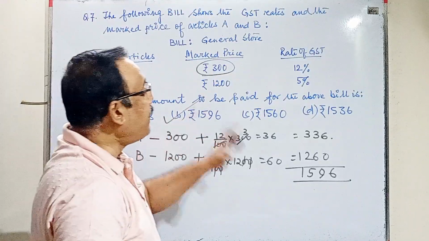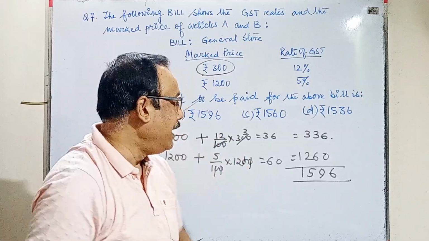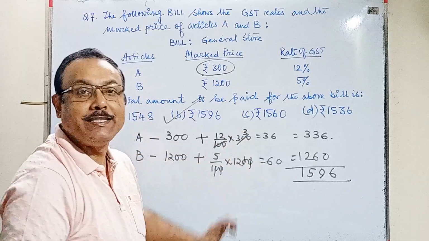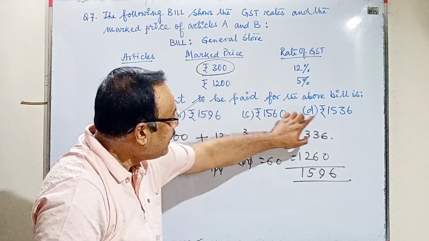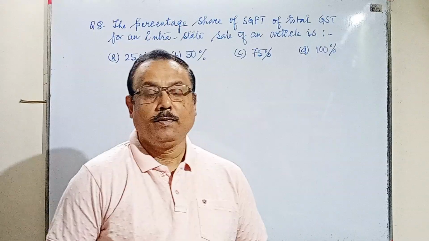If sometime in the question they ask what is the total amount of GST paid, in that case it is only the sum of the GST, that is 36 plus 60, 96. But in this question, it is the total bill, so the total bill is 1596. Now we'll move on to the next question.